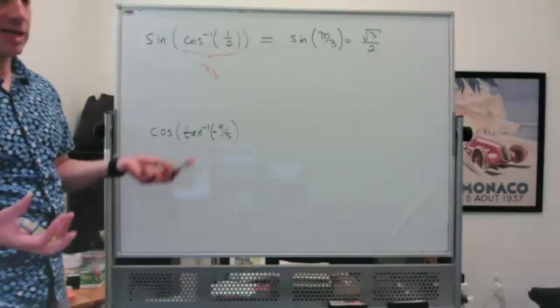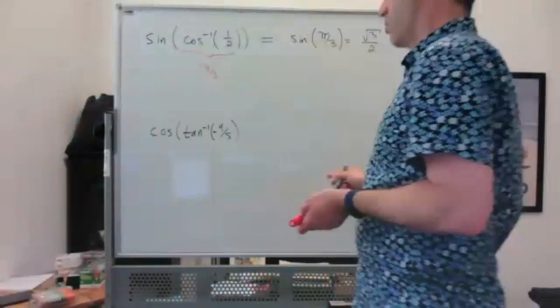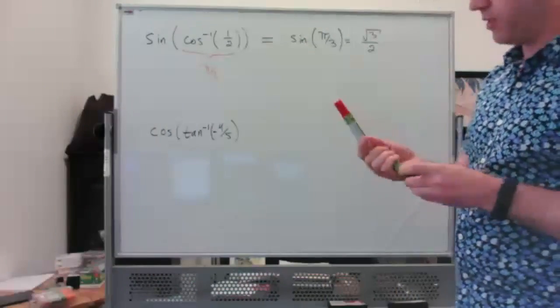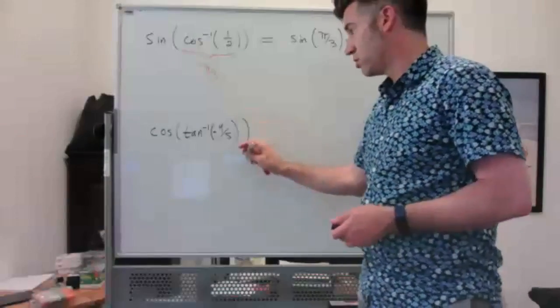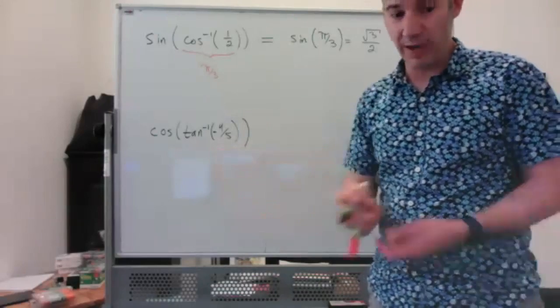Or if we hadn't remembered that, we could have actually drawn a triangle. Well, actually, I'll just do the next one because I think that's a better idea. So here's the thing for the next one. I don't know what angle inverse tangent of -4/5 is. I know it's an angle.